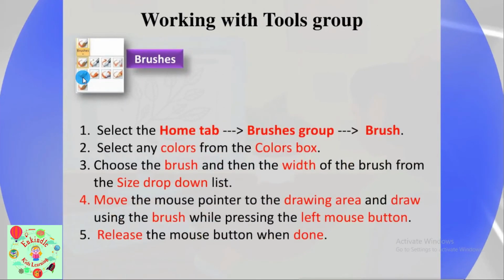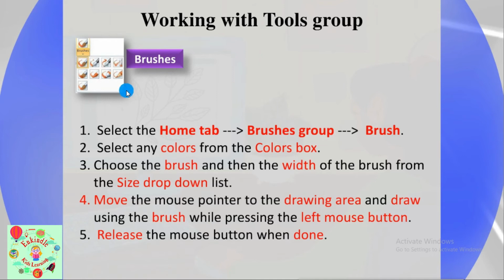The next tool is the brushes. To select the different types and styles of brushes, first click on the Home tab. Under the Home tab, you will find the Brushes group. Under the Brushes group, you can select any of the brushes available. Select any color from the colors box. Choose the brush and then the width of the brush from the size drop-down list. Move the mouse pointer to the drawing area and draw using the brush while pressing the left mouse button. At last, release the mouse button when done.